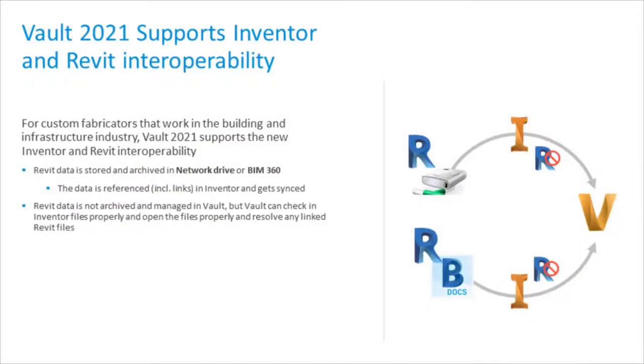For custom fabricators that work in the building and infrastructure industry, Autodesk understands that you want to provide more value to your customers. Autodesk Inventor 2021 now provides seamless integration with Revit data and maintains associative links for seamless interoperability. The Revit project can be accessed from a local file or coordinated via the cloud using Autodesk BIM 360. By the same token, Vault 2021 supports the Inventor and Revit interoperability. For example, when collaborating on civil and AEC projects, Vault 2021 can now work with Revit files that have been linked with your Inventor models from your local drive or via BIM 360 docs.